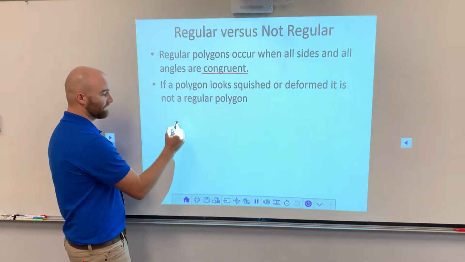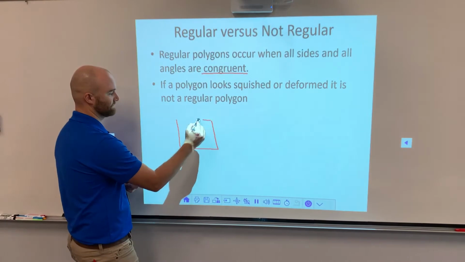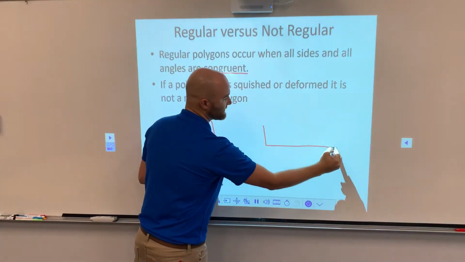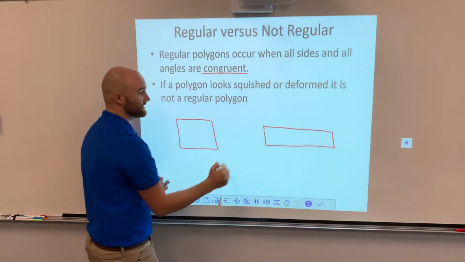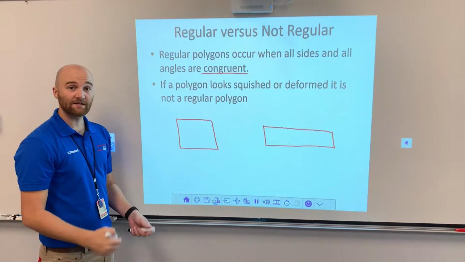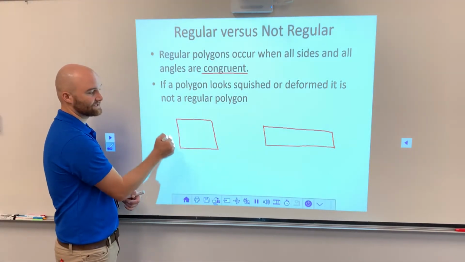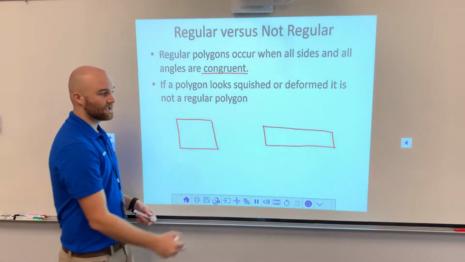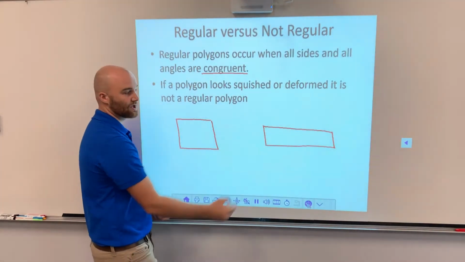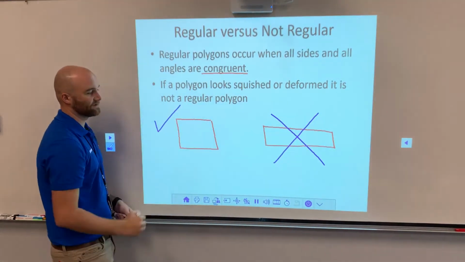So for example, if I were to draw out these two shapes here, and I were to say one of these is regular and one of these is not, it's pretty easy to figure out which one is the same. This one has the same size sides all the way around. This one doesn't have the same size sides all the way around. So this one is not regular and this one is regular.